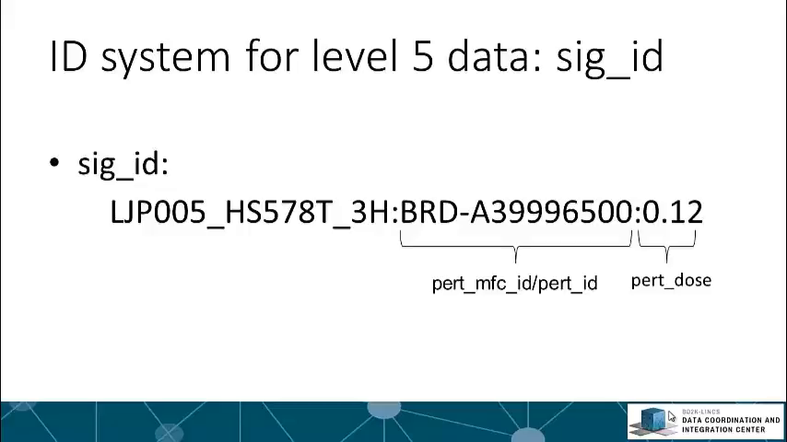Together with perturbation group, they uniquely identify a level 5 gene expression signature. And sometimes the per ID is the per MFC ID, which is the ID for the drug plus the batch information, because they collect the drugs at different times and from different vendors. So they use this per MFC ID to more accurately describe the source of the drug.